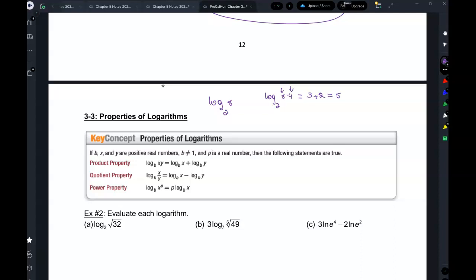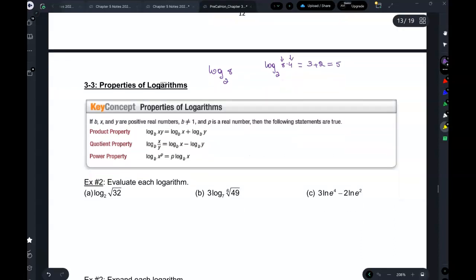So when I have log base b of x times y, that's the exponent that would give me the x plus the exponent that would give me the y. Similarly, when I'm dividing them, it's the exponent that would give me the x minus the exponent that would give me the y.